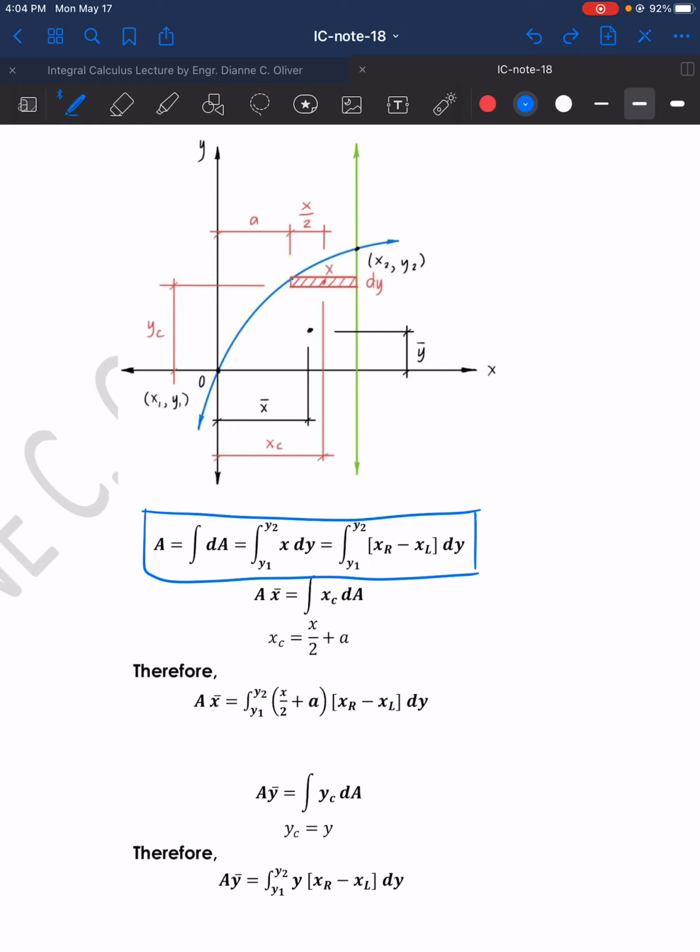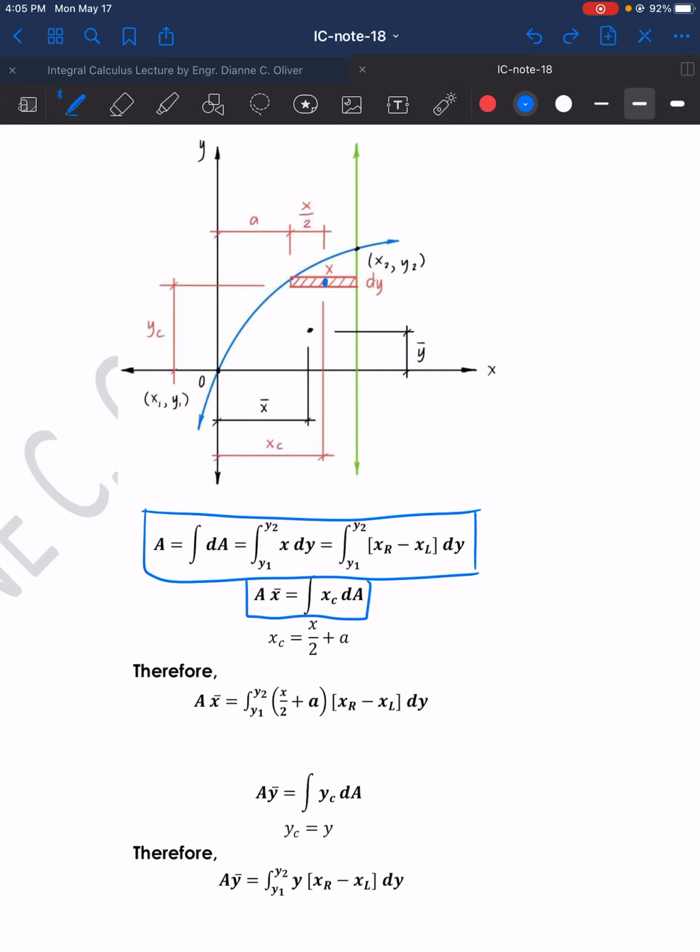Next are the general formulas for the x bar and the y bar. So we have A x bar is equal to the integral of xc dA, xc being the distance of the center. Okay, so this is the horizontal area strip. Then it has the center at this point. Then if we locate the distance of this center of the area strip, it is xc. That is from the point of origin to that point along the x-axis.